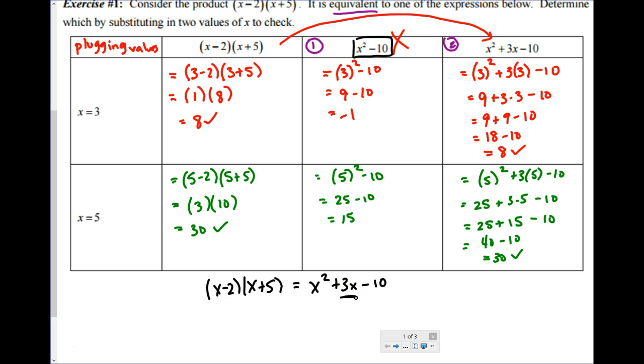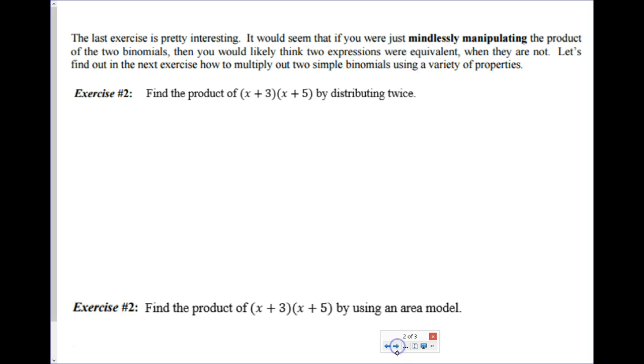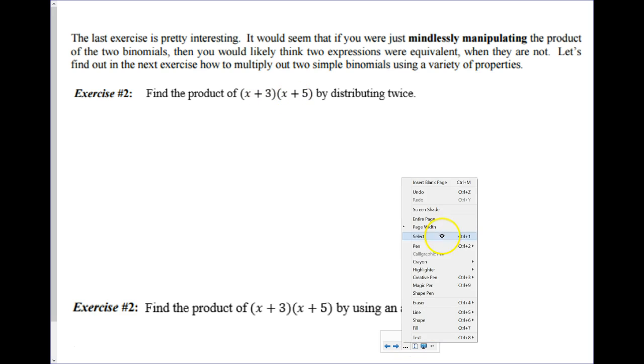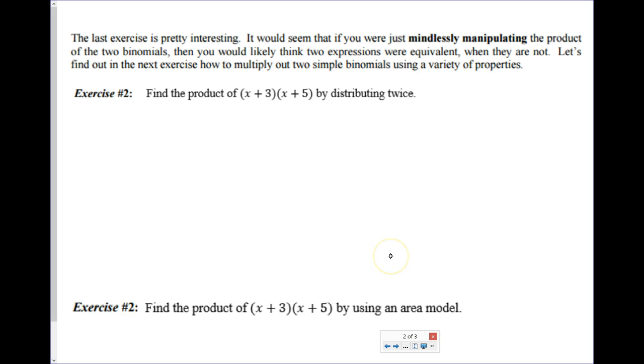Well, that is the goal of this lesson, is to get you to understand where we're getting this 3x when we have to do something like multiplying binomials. So, let's take a look at how you could figure this out on your own. Exercise 2. Find the product of x plus 3 times x plus 5 by distributing twice. So, this is double distribution, okay, distributing twice.